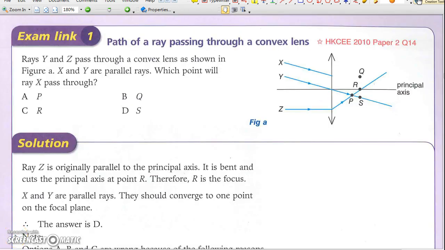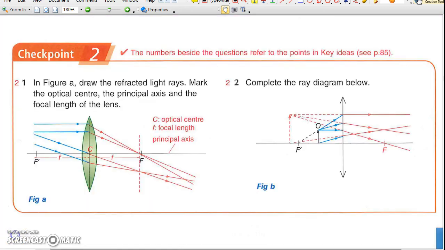Exam link 1. Path of a ray passing through a convex lens. Try checkpoint 2 below.